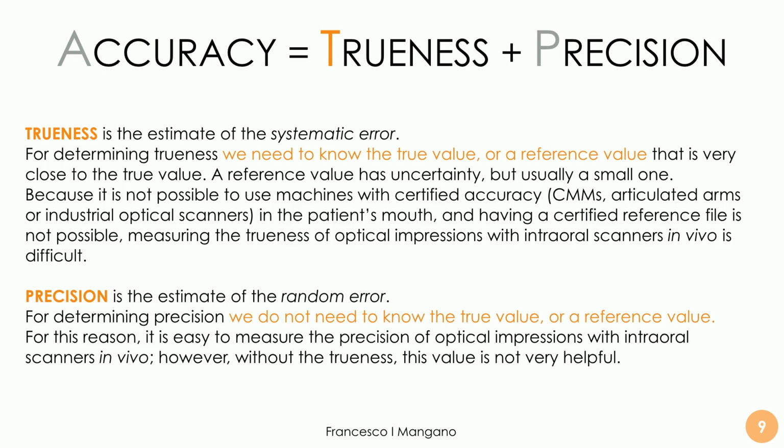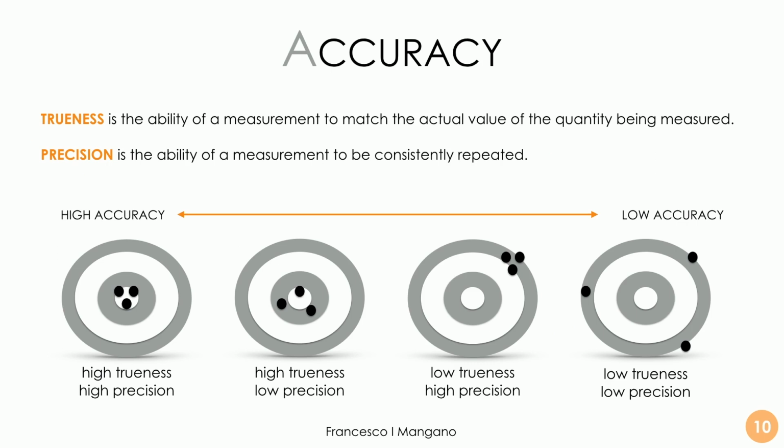We can take 10 scans of the same patient, if the patient is very patient, and we can superimpose them using a reverse engineering software, and then we can evaluate the results. If there are deviations among the different models, then we have a low precision. If the models are almost comparable, then we have a very high precision. And accuracy is the sum of trueness and precision.